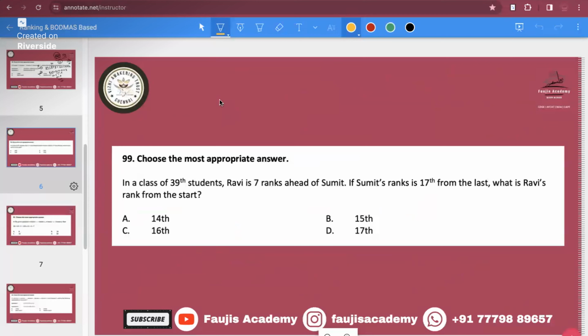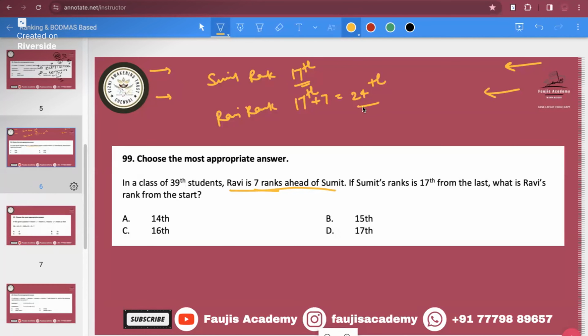Follow my steps, okay? Sumit's rank from last, from this hand side, is 17th. Right now, Ravi is 7 ranks ahead of Sumit. So Ravi's rank from last, from this hand side, will be how much? Don't think from the top right now. Only think from bottom. 17 plus 7, that means Ravi's rank from bottom is 24th, isn't it?